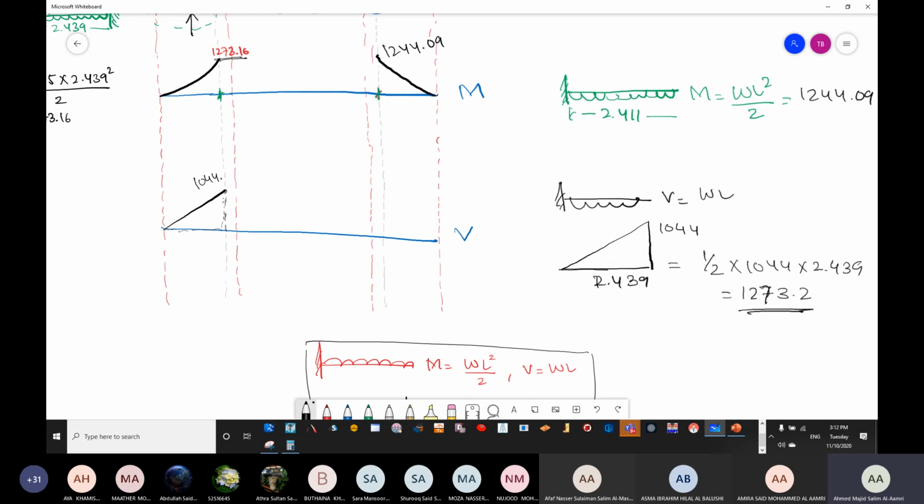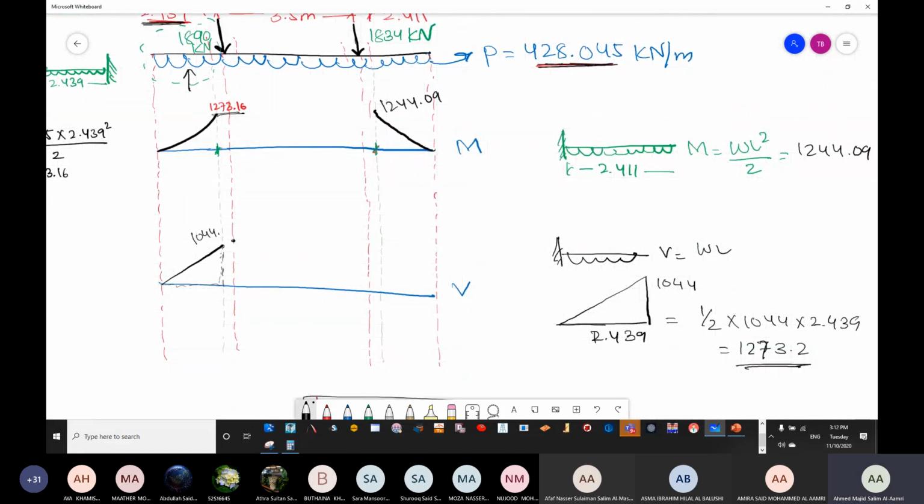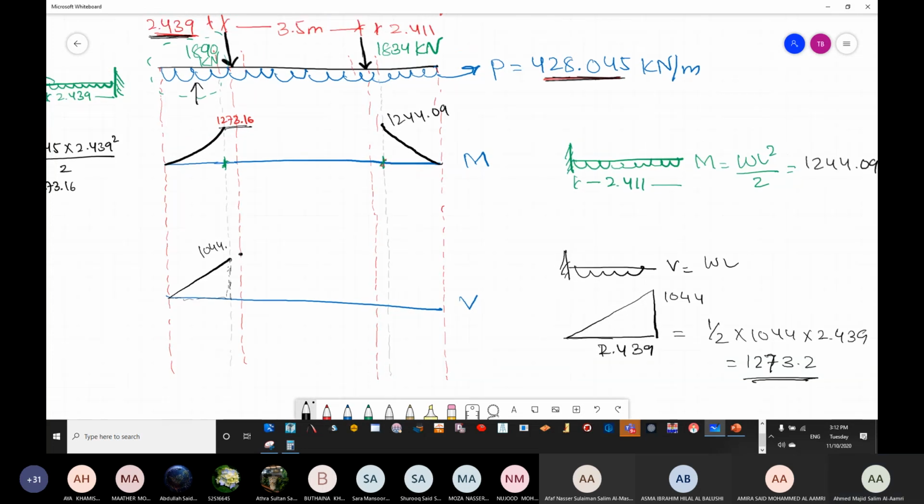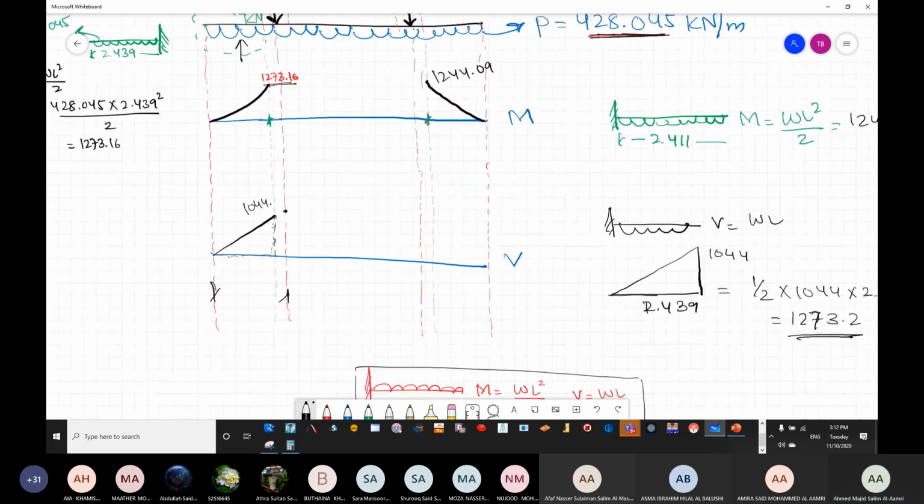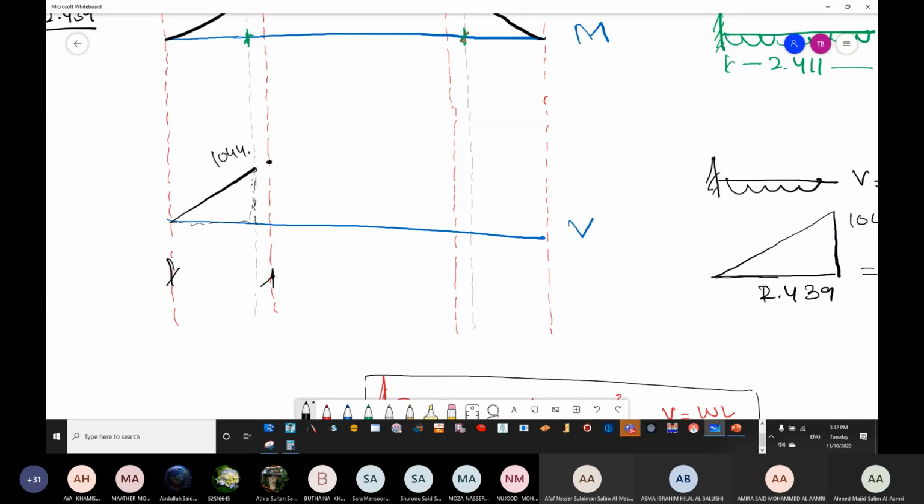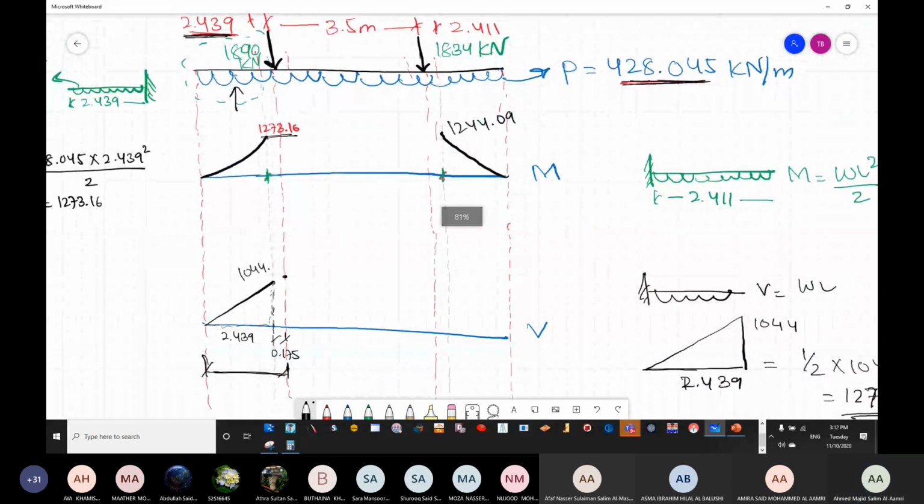Now, can we calculate for this point? Can we calculate here? How much is the value of shear? Can you give me how much is the value at the center of the column? Now, how much is the distance from here to here, till the center of the column? The red line represents the center of the column. This distance was 2.439, and this distance is half of the column, that is 0.175. So can you add these values up? If you add the values and multiply by the pressure, you get this value. How much is this?